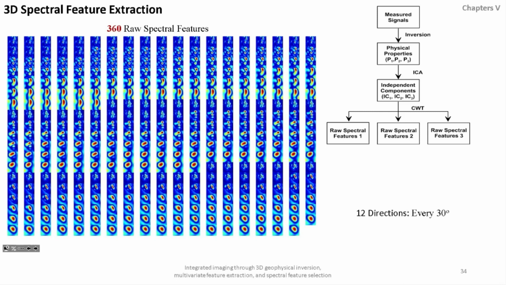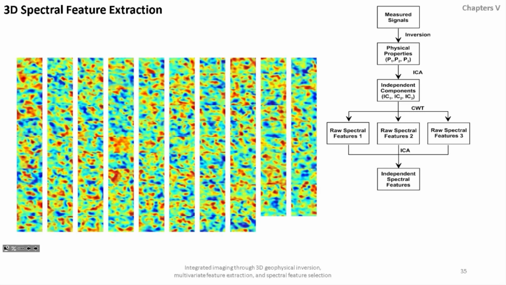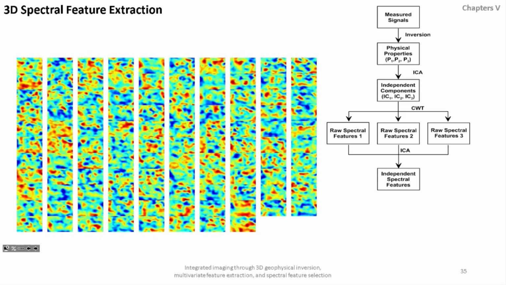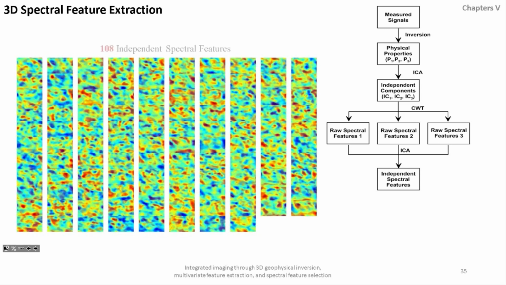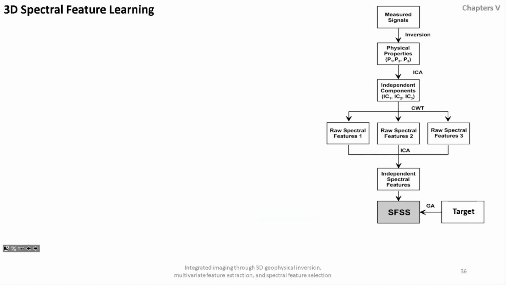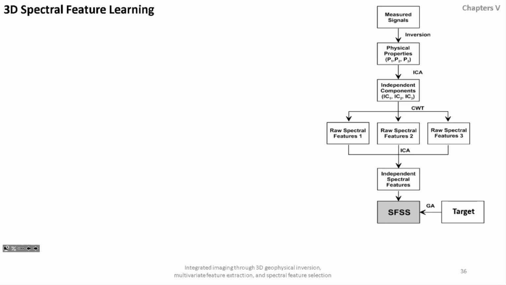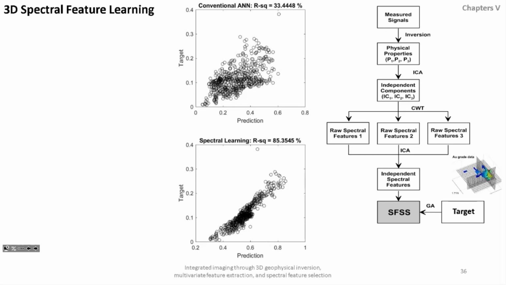The 3D models are sliced at the elevation of 1,000 meters, and this is a plan view, actually. The dimensionality of raw spectral features is also reduced to 108 features to take care of the computational cost. The extracted independent spectral features are compared to the limited geological targets, that is the gold concentrations, and through genetic algorithm, the network learns to predict gold concentrations from extracted features.